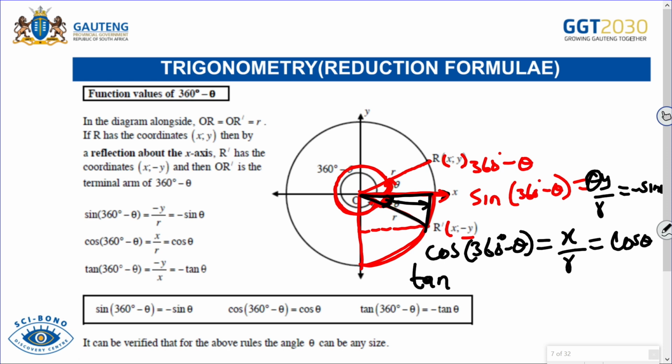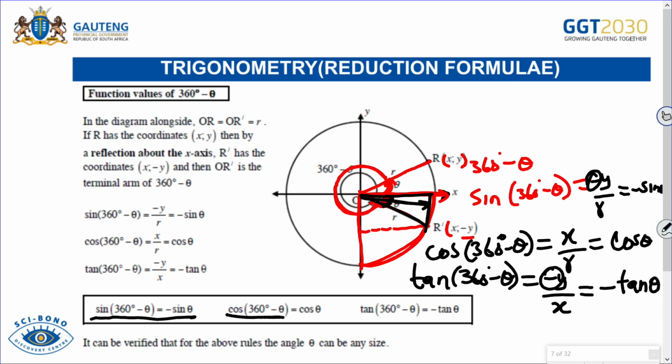If we are looking at tan of 360 degrees minus theta, the side which is opposite is still negative y, and the adjacent side is going to be positive x. Since there's a negative, it means your tan in the fourth quadrant is going to be negative tan theta. So your sine of 360 minus theta is going to be negative sine theta. Whenever you see cos of 360 minus theta, you substitute it as cos theta. And whenever you get tan of 360 minus theta, you substitute it as negative tan theta.